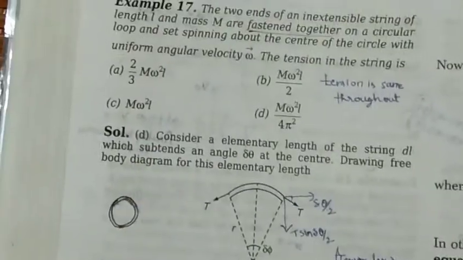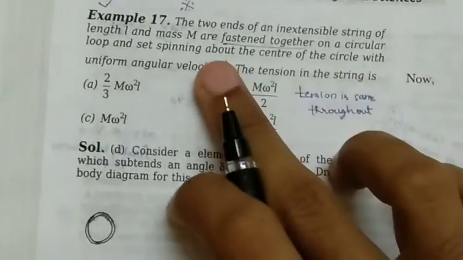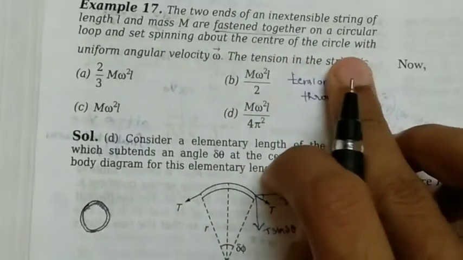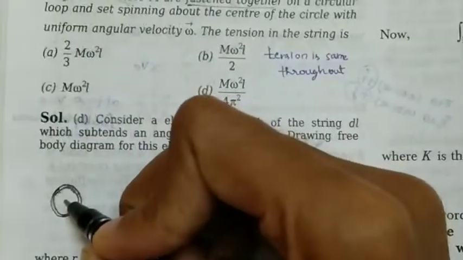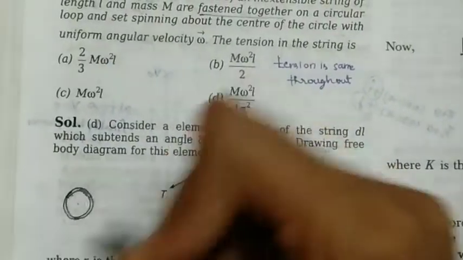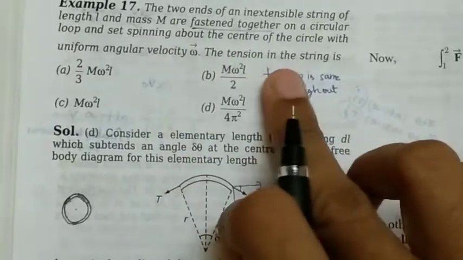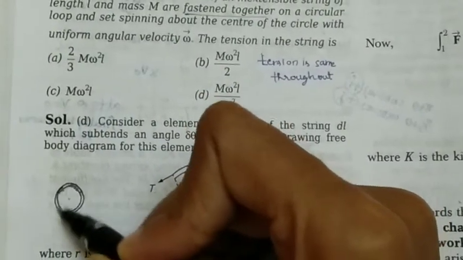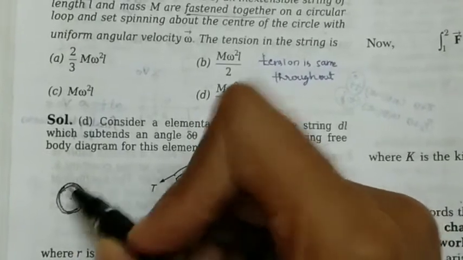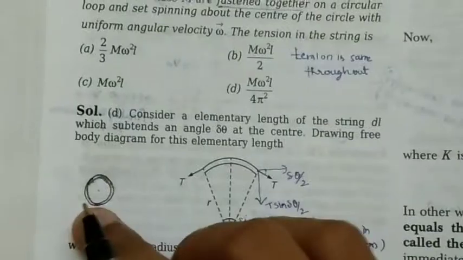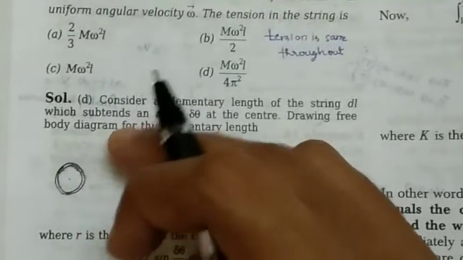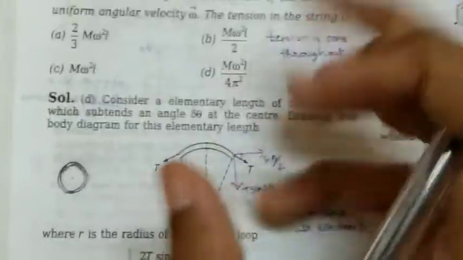So just attaching it, we have to tie it, fasten it and set it spinning about the center of the circle with uniform angular velocity. So this circular loop has to be rotated. That means it has to be spinning, keeping on rotating with the uniform angular velocity omega. The tension in the string is, so now we have to find out what is the tension in this string. It is fastened along this circular loop and it is also spinning, so we need to find what could be the tension in this string.